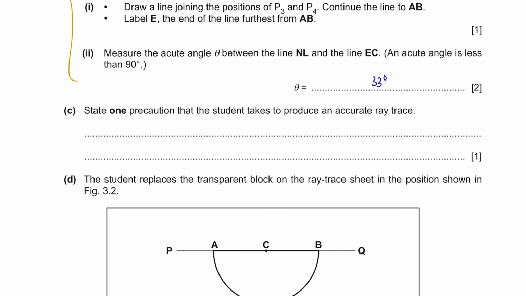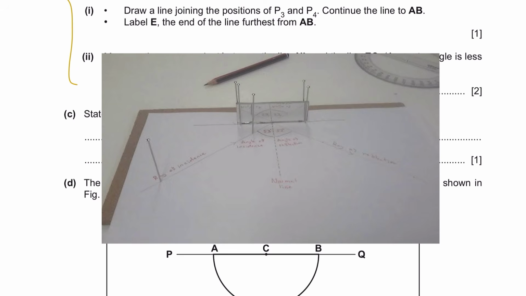Question C. State one precaution that the student takes to produce an accurate ray trace. When performing a ray trace experiment, you should always view your rays from the base of the pin. The next thing is to make sure you place your pins at a vertical position and not like this instead. Also, when you trace your ray, you want to use a thin pencil to get thin sharp lines instead of drawing thick lines like this.